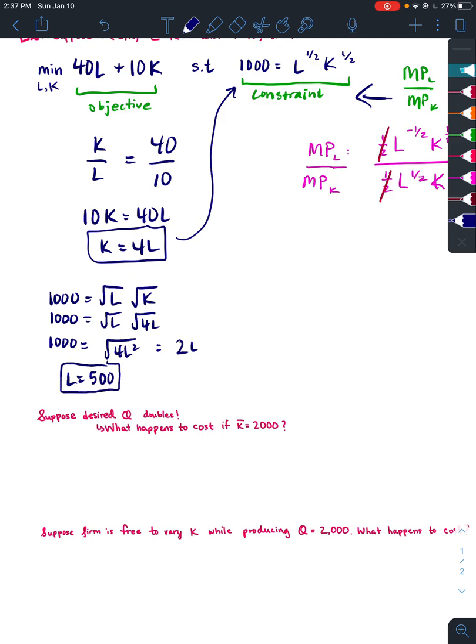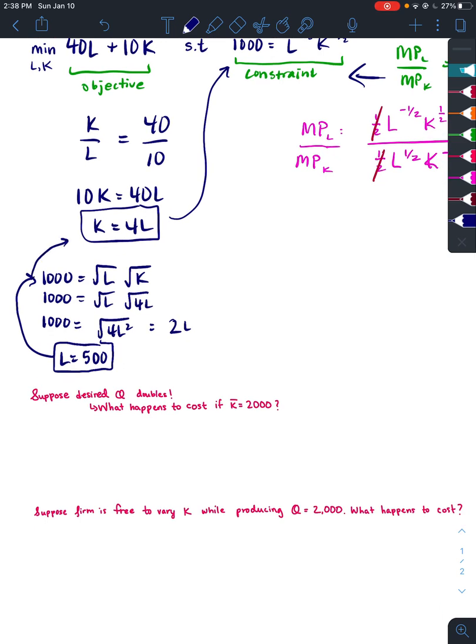Now, once we have 500, this just gets easier. Plug this back over here. Sorry, we don't have to plug this here. We can also just plug it right over here. This is our equation that we plug it back into, and we should get K is equal to 4L, right? K is equal to 4 times 500, and, oh, sorry, this should be 2,000. So that's a part of our answer.